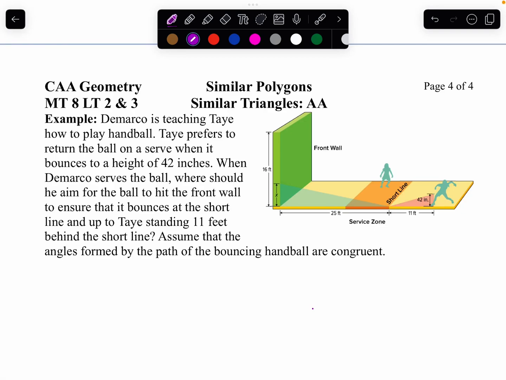Here we have DeMarco is teaching Ty how to play handball. It says Ty prefers to return the ball on a serve when it bounces to a height of 42 inches. We can see the 42 inches right there, so that's our height.